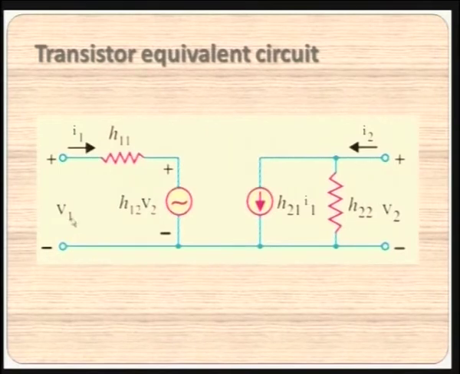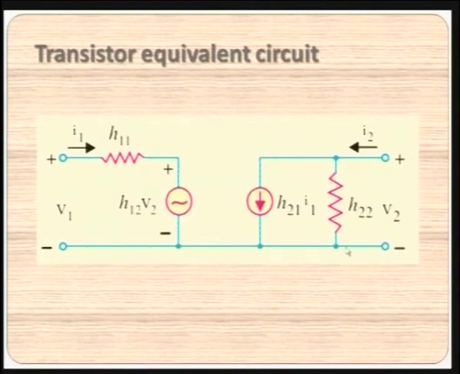VB, which is equivalent to V1 here. This is the IB represented as I1 here. So V1 is the product of these two, with the summation. So it has the potential drop of H11, this is the input resistance, and this is the current that is flowing, and another term which is the voltage generator. The voltage generator is represented by this symbol in electrical circuits. So it is H12 V2.